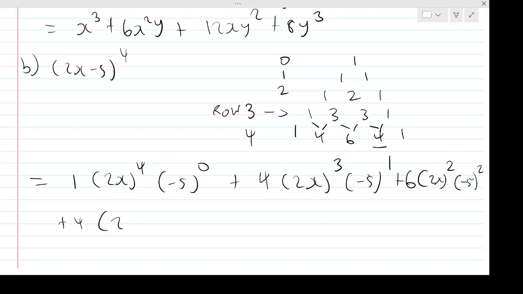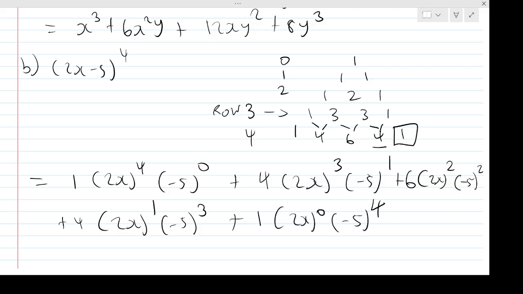So then we're going to have 4 for the next coefficient. And so then that'd be 2x to the power of 1, because we've gone from x to the 4, 3, 2, and then 1. Then we're going to have minus 5 cubed, because then 1 and 3 is 4. And then lastly, the last term, the coefficient is 1. And then we have 2x to the 0. And then we're going to have minus 5 to the power of 4 here, right? As then to give us an overall degree of 4. But there we are. So then we just need to simplify the brackets.